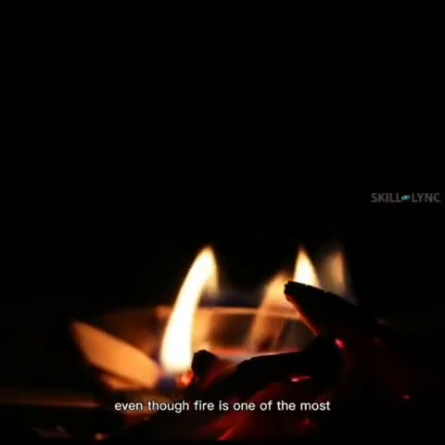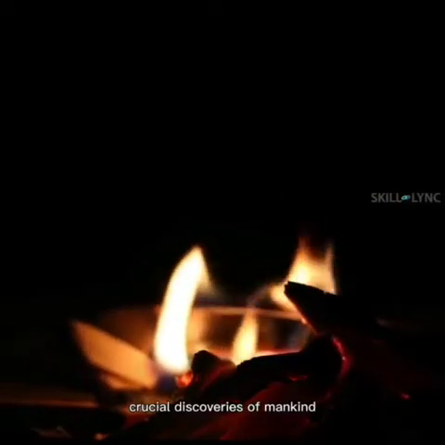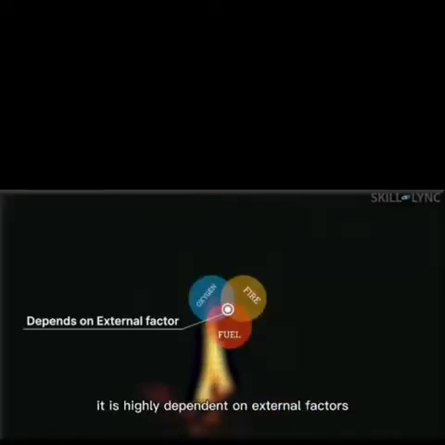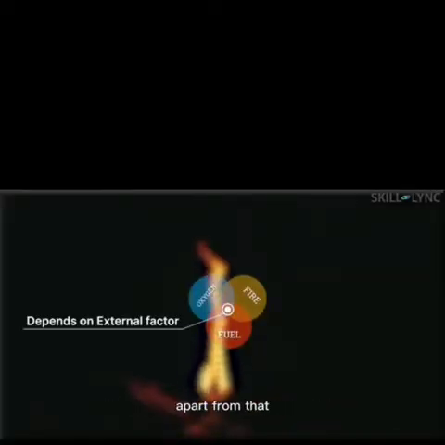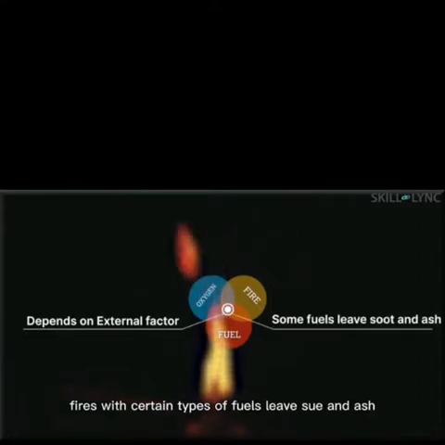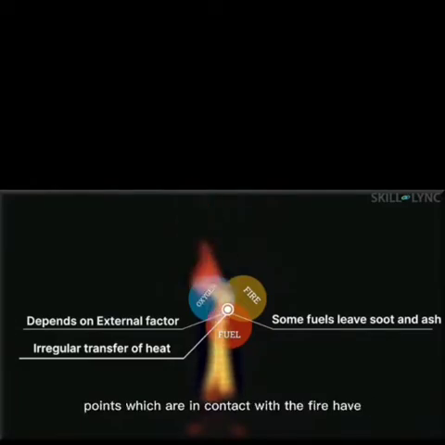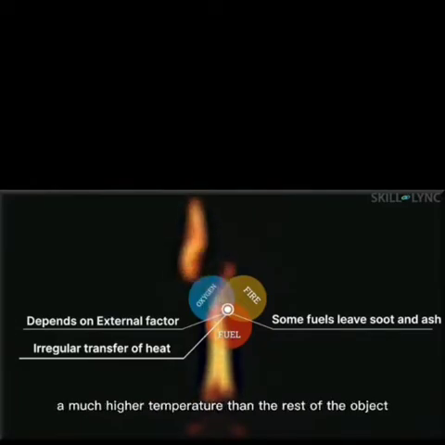Even though fire is one of the most crucial discoveries of mankind, it does have a few disadvantages. Just like we explained, it is highly dependent on external factors. Apart from that, fires with certain types of fuels leave soot and ash. There is also an issue of irregular transfer of heat. The points which are in contact with the fire have a much higher temperature than the rest of the object.